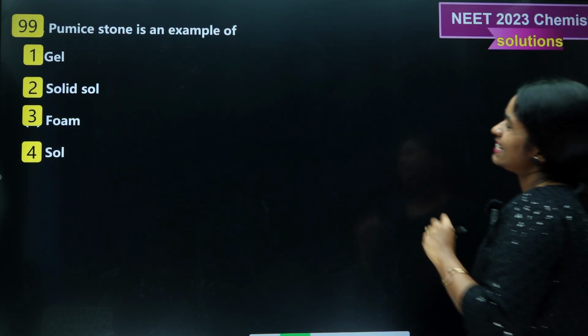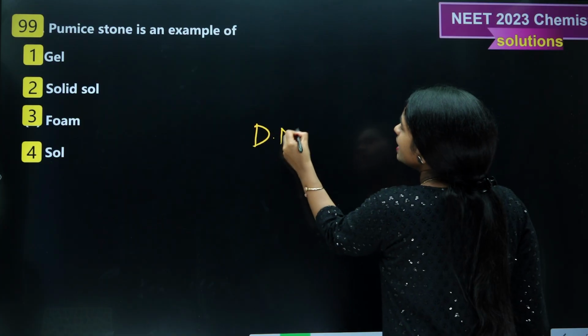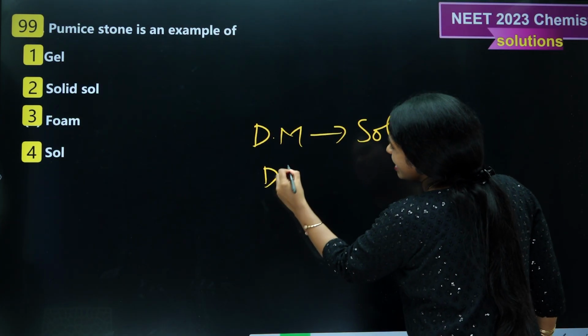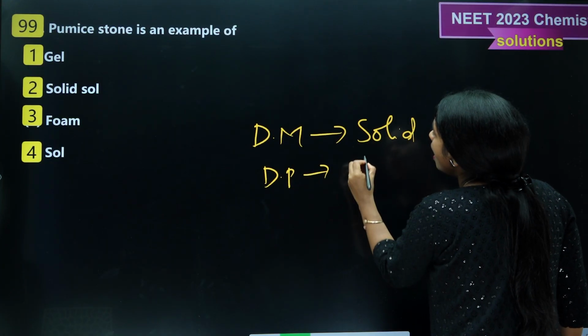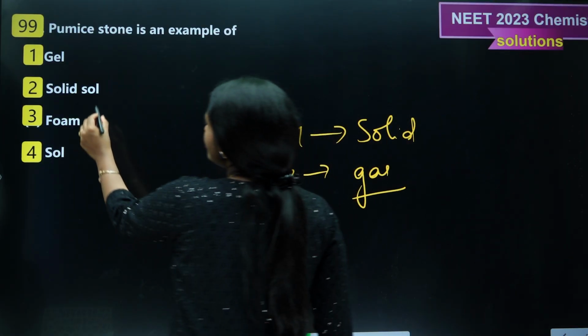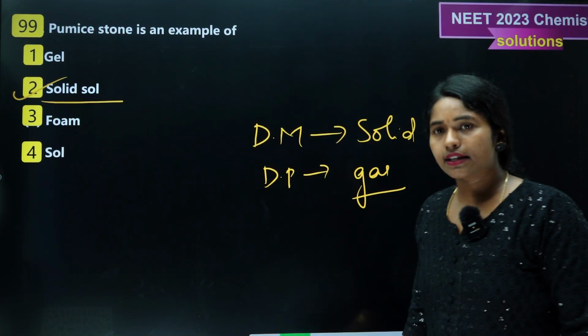Pumice stone is an example where the dispersion medium is a solid, and the dispersed phase is gas. So it is a solid sol. Option 2 is the correct answer.